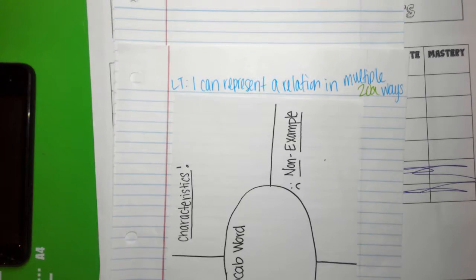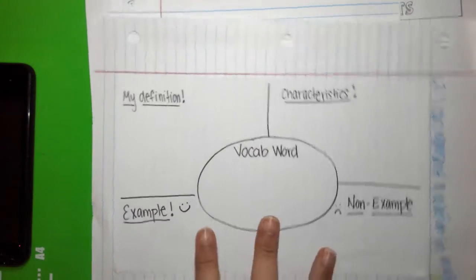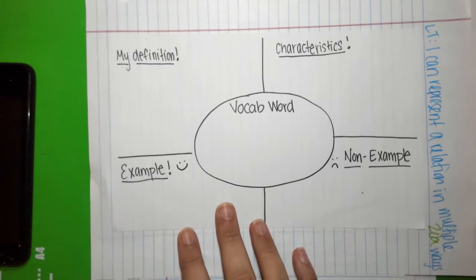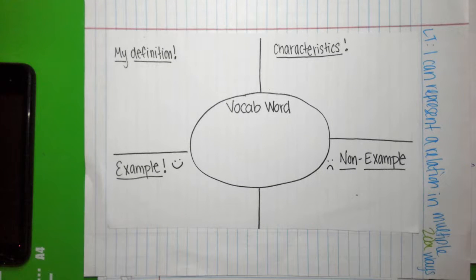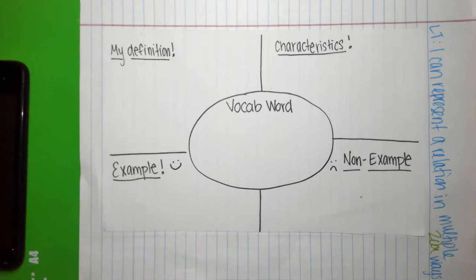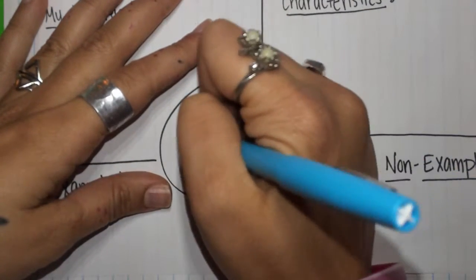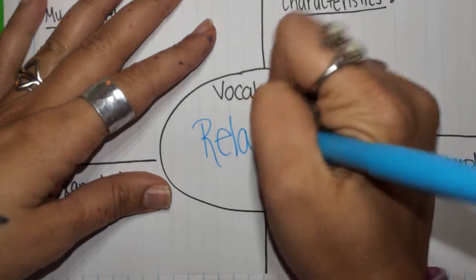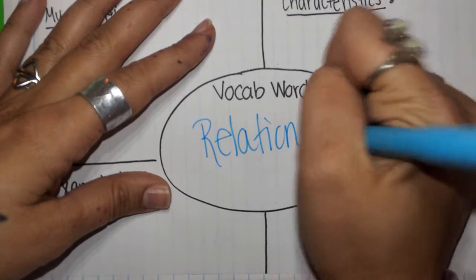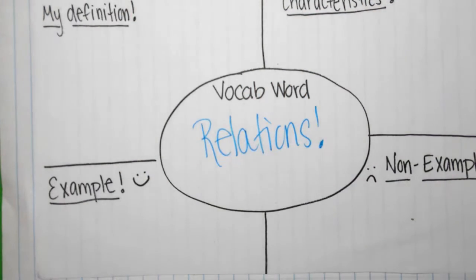Right, please be quiet. On this page, we're starting our graphing unit. The first part of our graphing unit is talking about relations. Relations are the beginning of functions. It's basically what all graphs are called. Today we're going to talk about specific characteristics of relations. In the middle, I want you to write the word relations, because this is our vocab word for today.